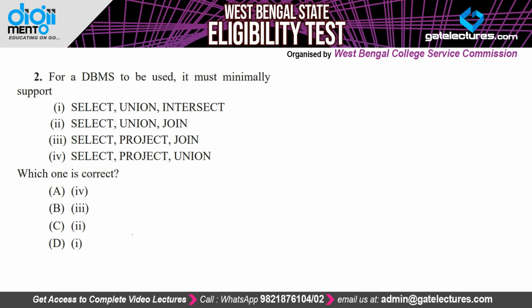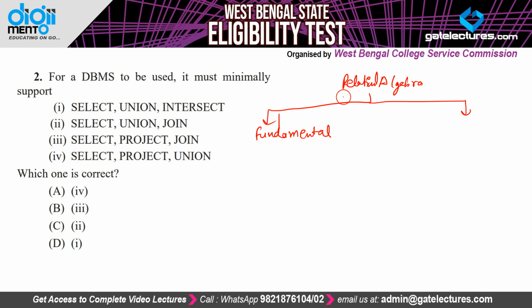The next question is from DBMS. It is saying for a DBMS to be used, it must minimally support which of the following operations, and which of the following is correct. Now see, in case of DBMS, it is based on algebra, which is also called relational algebra. Now this relational algebra is having two kinds of operations. Number one, fundamental operations, and second one, derived operations, which are also called non-fundamental operations.